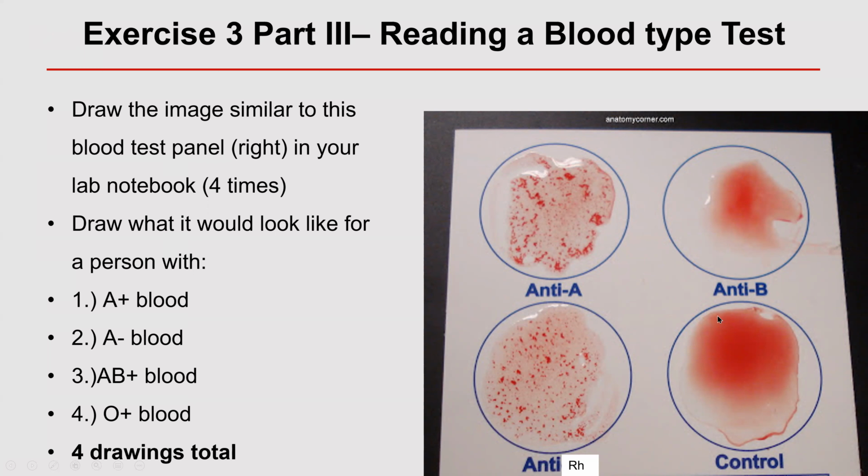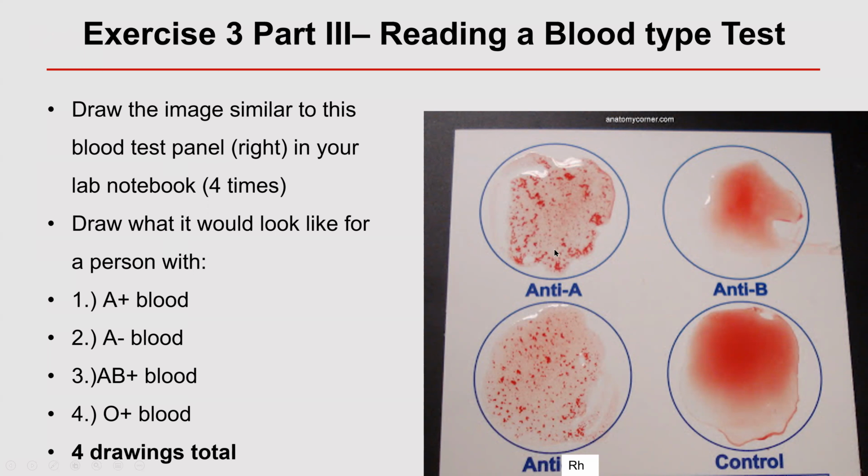We also have a control. This is where we put 1 drop of blood with just saline solution. And this is essentially to make sure that there was no accidental contamination when we were mixing them up. Because if this control had clotting or agglutination, that would mean that this test was null and void and something got contaminated and you should start over.